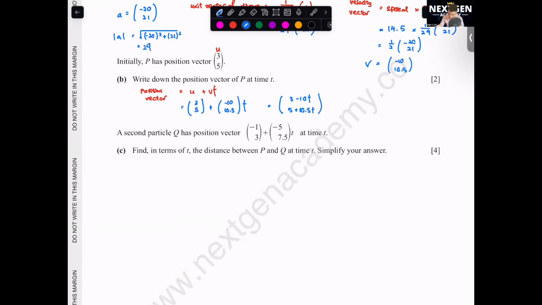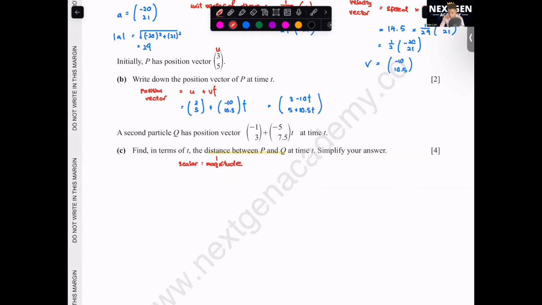Okay, the next one. A second particle Q has position vector negative 1, 3 plus negative 5, 7.5 t at time t. Find in terms of t the distance between P and Q at time t. Simplify your answer. Okay, we first have to define this here. Distance is a scalar quantity. That means it only has magnitude.